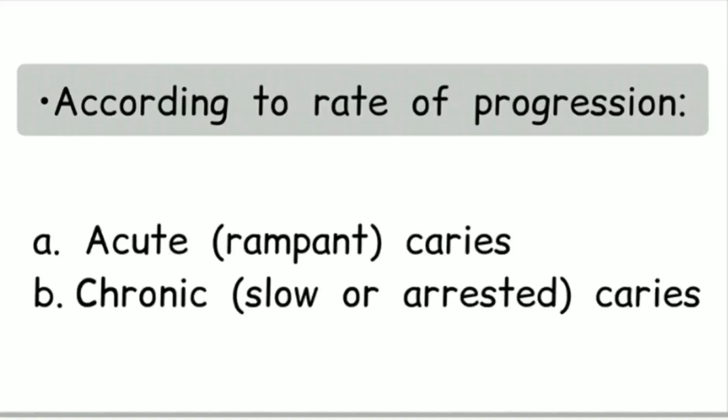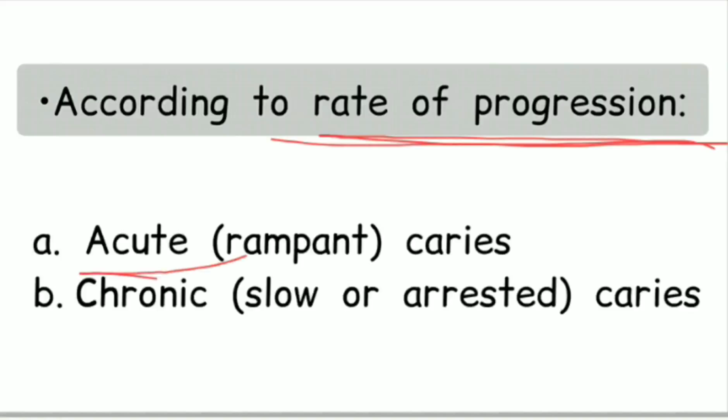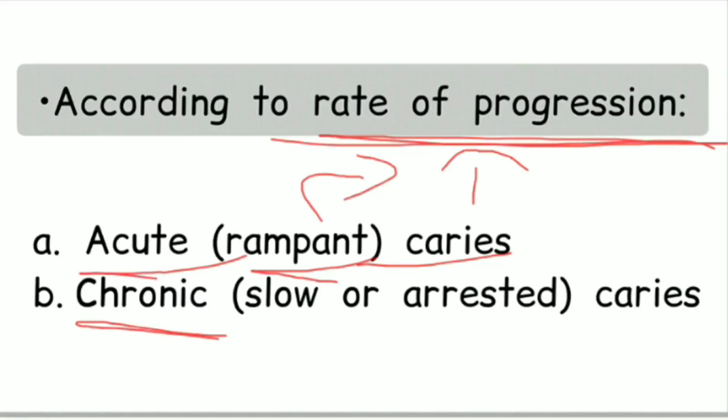Now the third classification is according to rate of progression. When we talk about rate of progression, it can be acute or rampant, that is, it progresses very fast. The second is chronic caries, that is slow or arrested caries, which progresses very slowly. So these are according to the rate of progression. Here our classification is done. These are the different classifications.